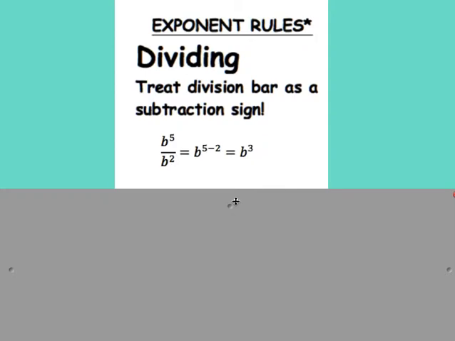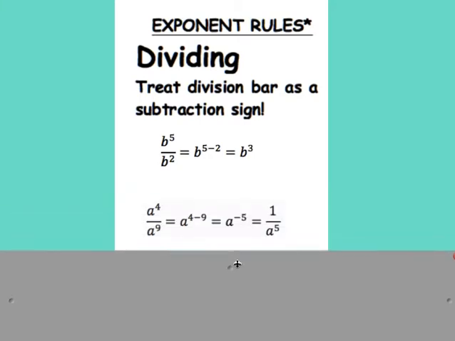Now, I don't always use the idea of subtraction. I sometimes just ask, where do I have more at? If I have 5 b's on the top multiplied together and 2 b's on the bottom multiplied together, where do I have more at? I have 3 more b's on the top than the bottom. Now, this does work either way.